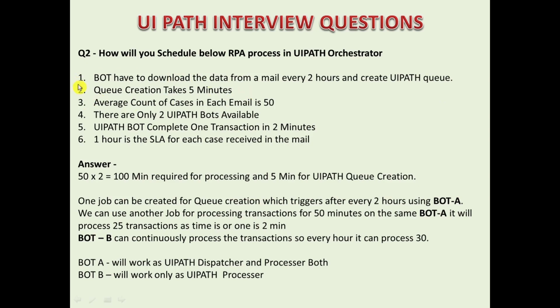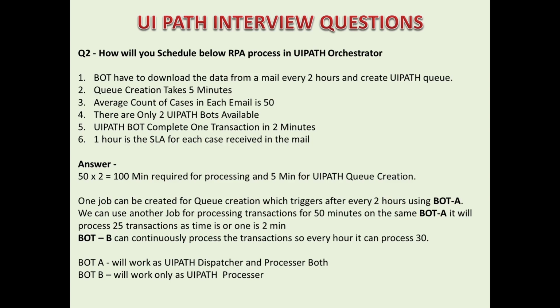The queue creation in UiPath Orchestrator takes 5 minutes. Every 5 minutes we have to download the data, and the count of cases in the attachment or the Excel file will be 50. There are only 2 UiPath bots available for this process. A UiPath bot completes one transaction in 2 minutes, and 1 hour is the SLA, meaning once we have received a case, we have to complete that case within 1 hour.